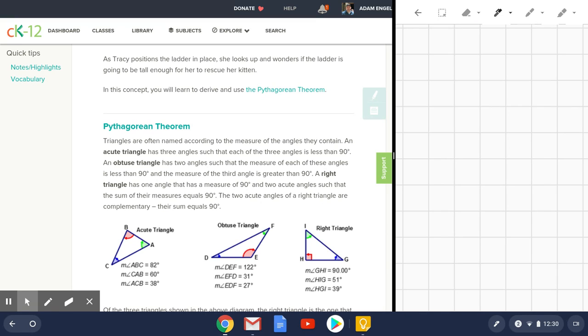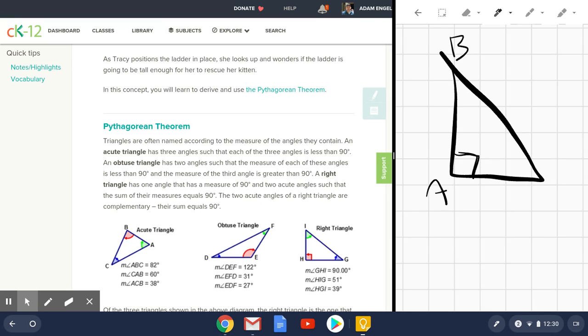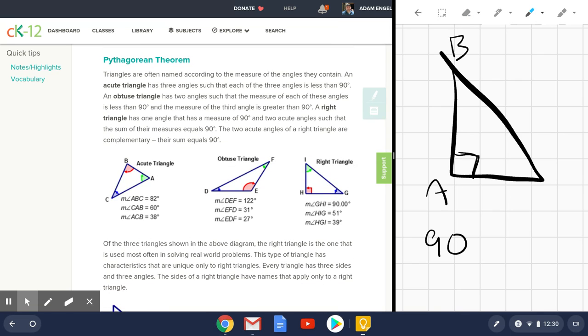The 2 acute angles of a right triangle are complementary. They both have to equal 90 degrees. So realistically, always a right triangle, right? This point right here, A, B, C, A is 90 degrees. B and C both have to add up to 90 degrees. Okay? We know that.